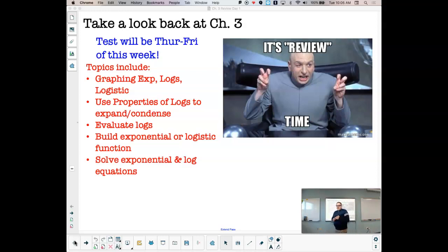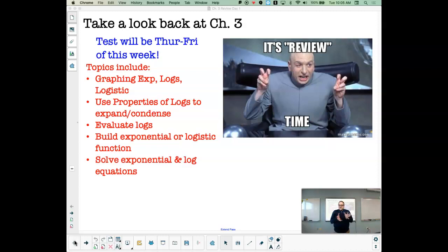So the topics that will be included on the test, we will have some graphing of exponentials, some graphing of logs, some graphing of logistics. We will use properties of logs to expand and condense logarithmic expressions. We will evaluate some logs, building exponential or logistic type functions, and there will be a lot of solving exponential and logarithmic equation problems on there.